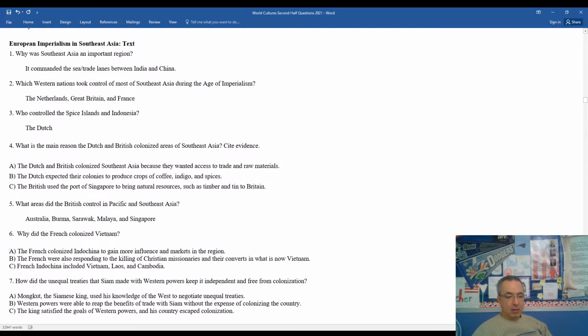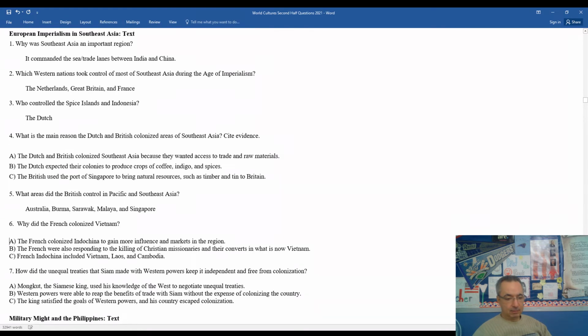7, how did the unequal treaties that Siam made with Western powers keep it independent and free from colonization? Mongkut, the Siamese king, used knowledge of the West to negotiate unequal treaties. Western powers were able to reap the benefits of trade with Siam without the expense of colonizing the country. The king satisfied the goals of Western powers, and his country escaped colonization.